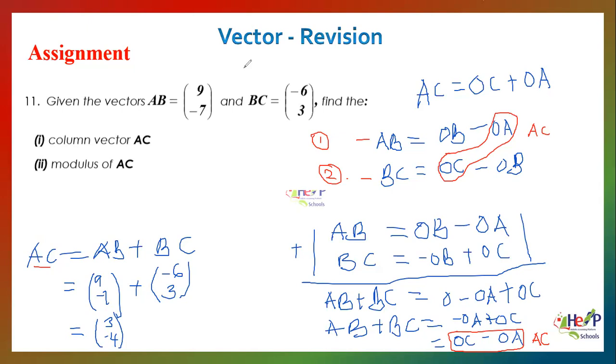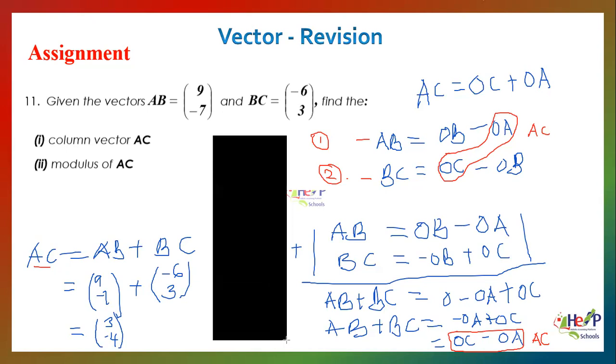The modulus is going to be AC. This will be 3 squared plus negative 4 squared. Now this square root should be for all of it. And this is supposed to give us 9 plus 16 under root, to give us, I think, 25 under root. And our answer for the modulus will be 5 units.